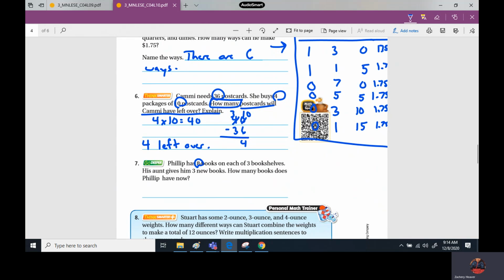Philip has 8 books on each of 3 bookshelves. His aunt gives him 3 new books. How many books does Philip have now? So first off, let's find out what he has. Philip has 8 books on 3 bookshelves. We know 8 times 3 is 24. So he has 24 books, and his aunt gives him 3 more. So we're going to take 24 plus 3, and it's going to give us 27 books. Just like that.